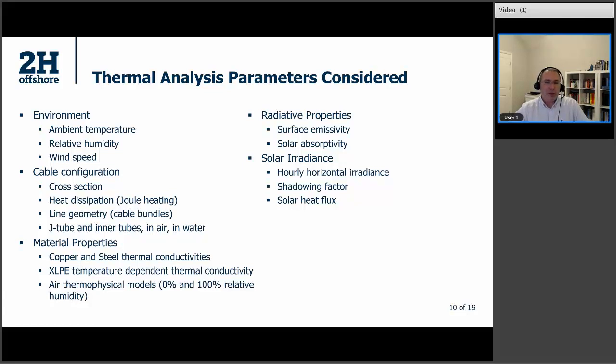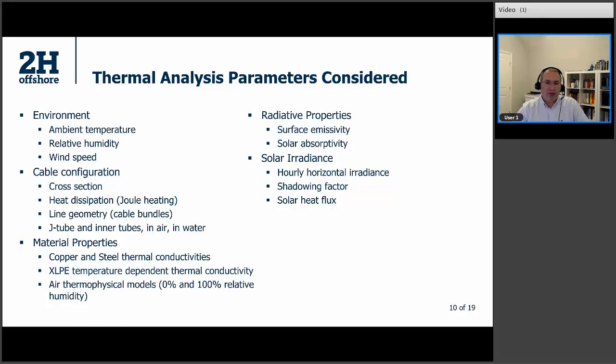And in this case, we need to model that using air thermophysical models. So in this case, we can consider the relative humidity, maybe 0% to 100% relative humidities, just upper and lower bounds for the assessment. And when we look at the radiative properties, the surface emissivity and solar absorptivity, we have different materials for XLPE and for steel. They are quite different, and so depending on the surface type and/or painting, that also affects the radiative properties.